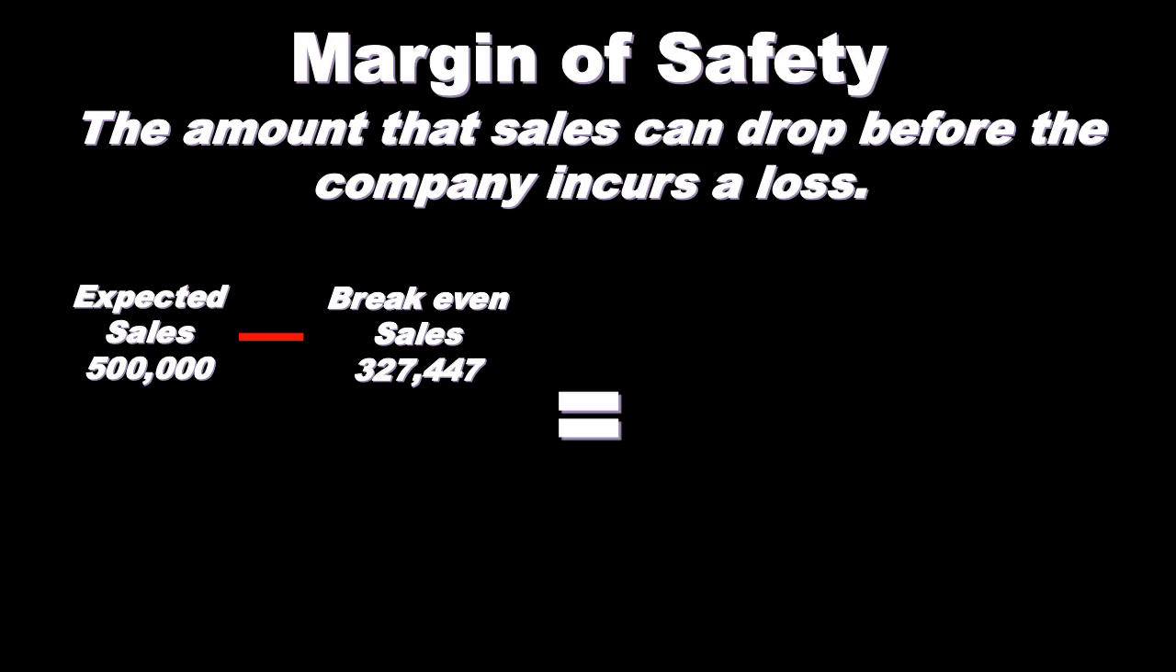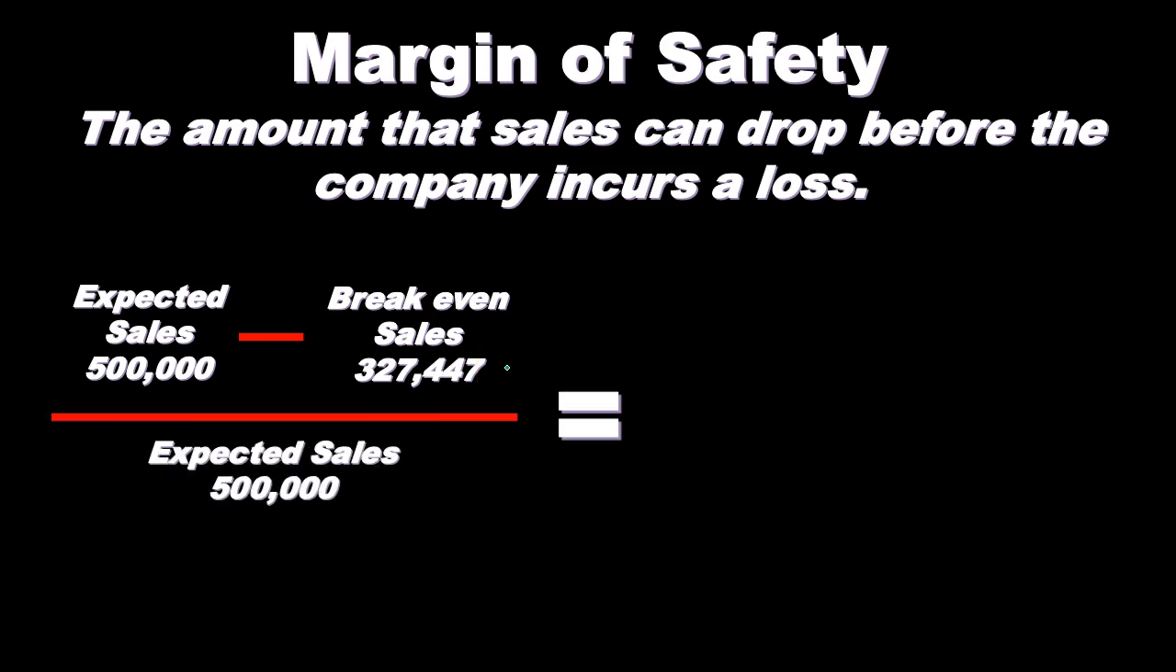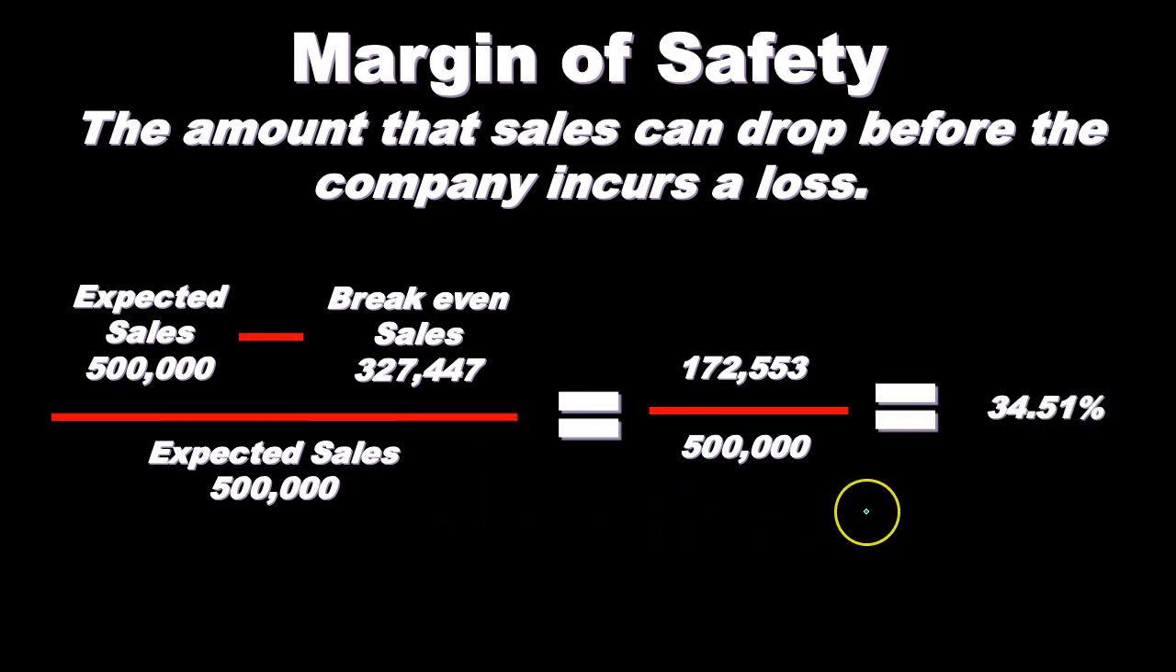Now, we can have the margin of safety expressed as a percentage by taking the expected sales minus the break-even sales number, giving us the margin of safety in dollars. Now, if we take that number and divide it by the expected sales, we can express the margin of safety as a percentage. In this case, the margin of safety in dollars, 172,553, which is the 500,000 minus the 327,447, divided by the 500,000 expected sales. We then express it in terms of a percentage, 34.51%.